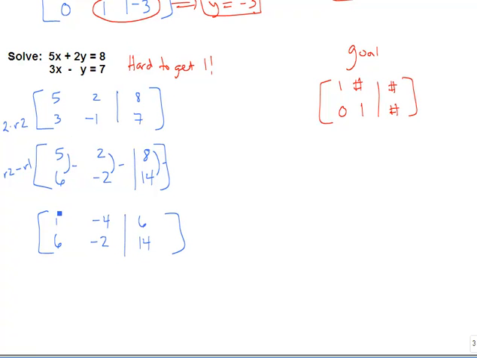So after a little bit of work, we finally have a 1 in that upper left corner. Now that we have a 1, we should always be able to get a 0 down below.